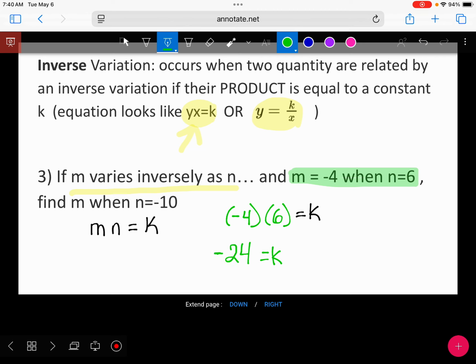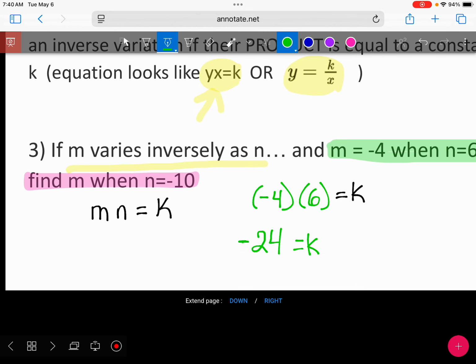But watch out for our signs, because I heard the 24 part, but we have to make sure we keep track of that sign, the negative. So it's actually going to be a negative 24. Then the one we're asked to find is we're supposed to figure out what m is when n is negative 10. So using our equation, we know it's going to be that m times n equals that negative 24.